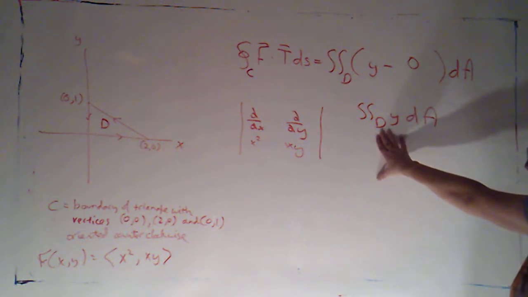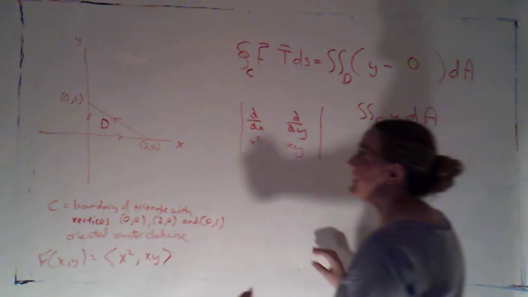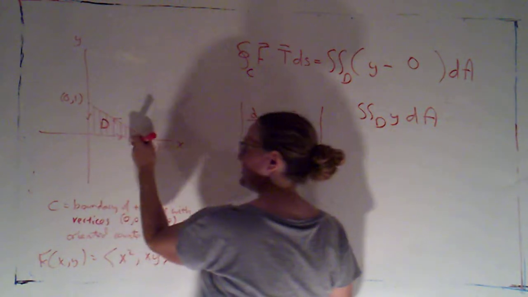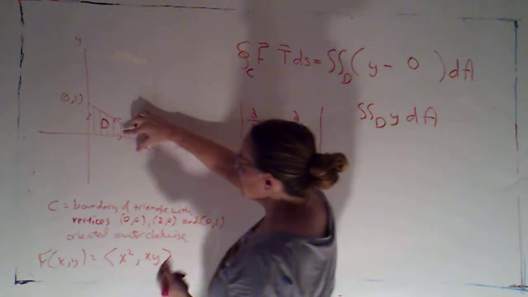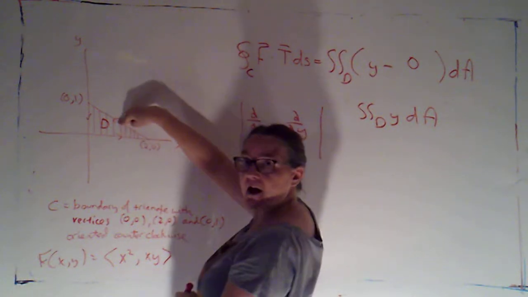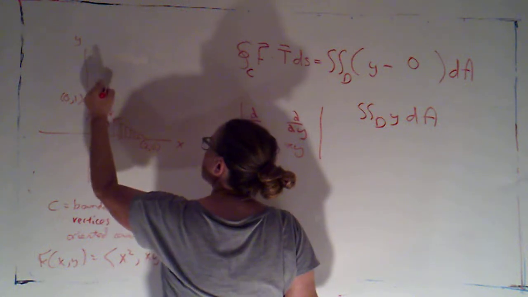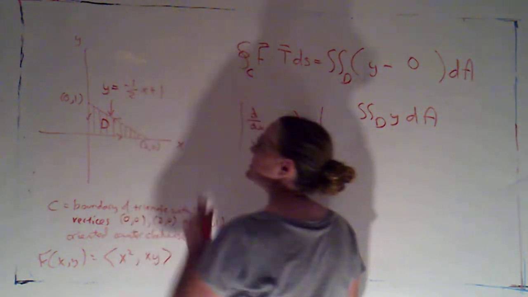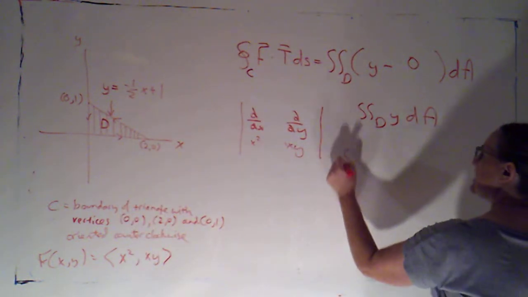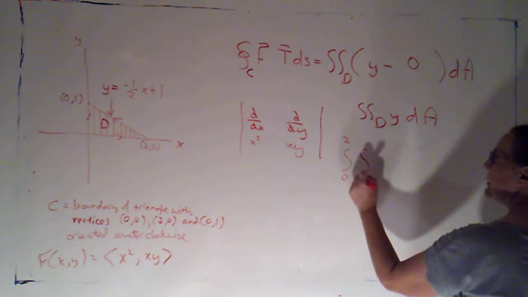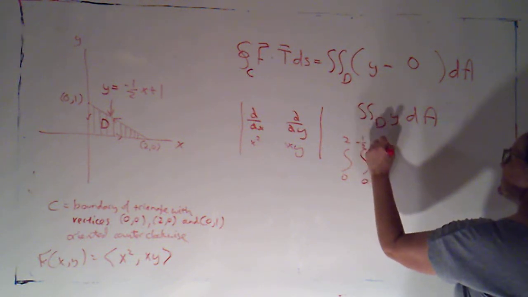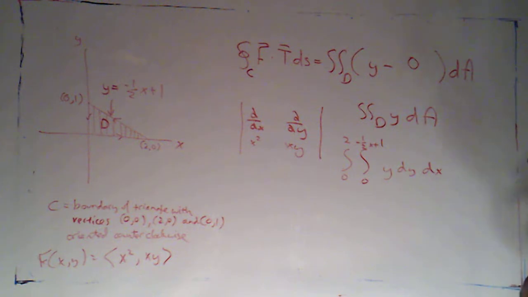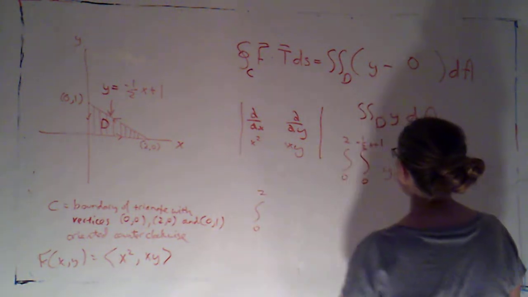So I probably want to now write this as an iterated integral. I'm going to slice D this way, and that way I can say my slices are going to go from 0 to 2. Along each slice, my y value goes from 0 to the y value on this line. So let's get that line. Looks like the slope is -1/2, and the y-intercept is 1. So this is going to be the integral from 0 to 2, integral from 0 to -1/2 x plus 1 of y dy dx.